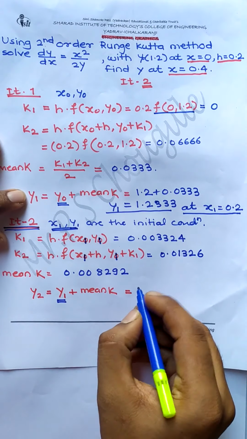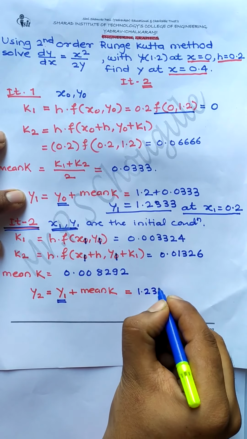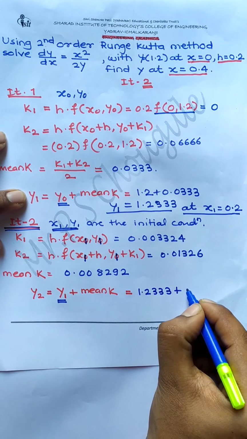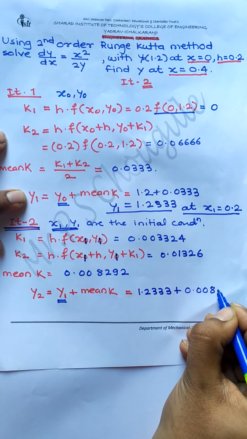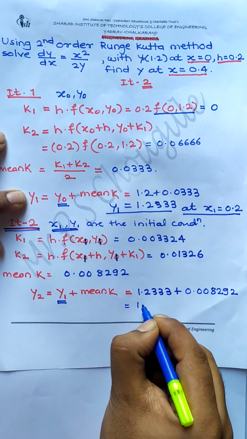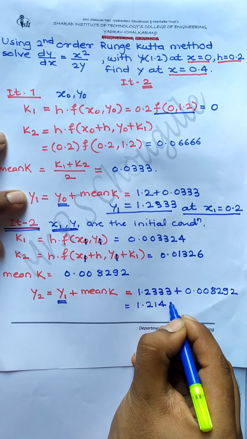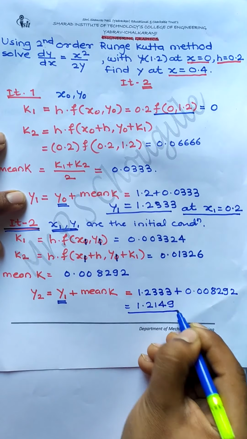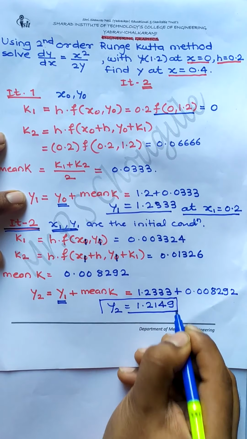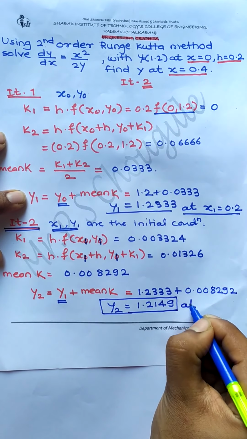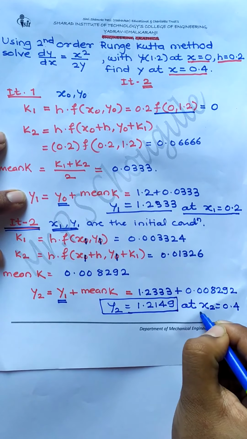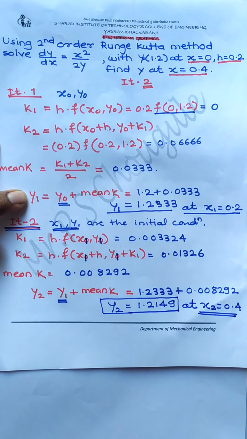So the value of y1 is 1.2333 plus the value of mean k, which is 0.008292, which will give us 1.2149. Now this will be the value at x2 is equal to 0.4. This will be our answer.